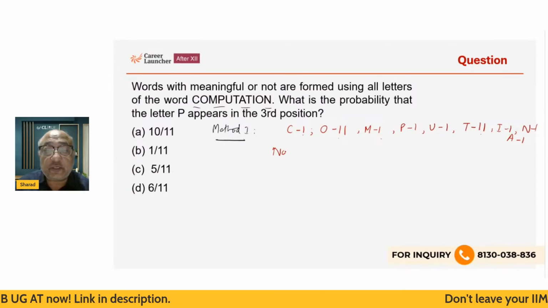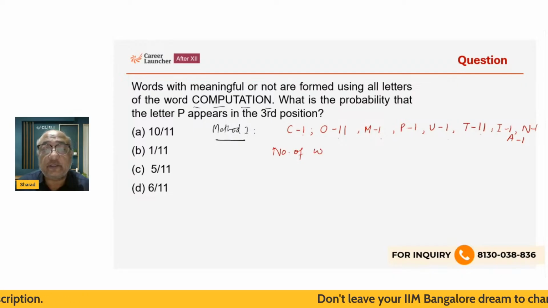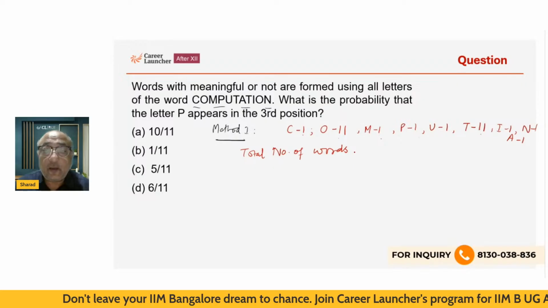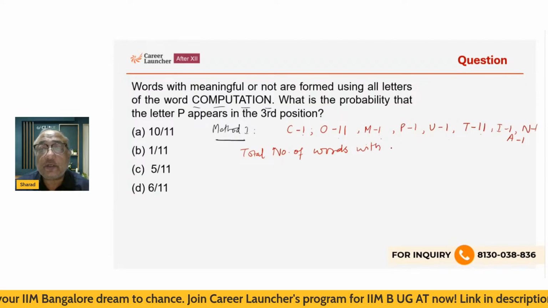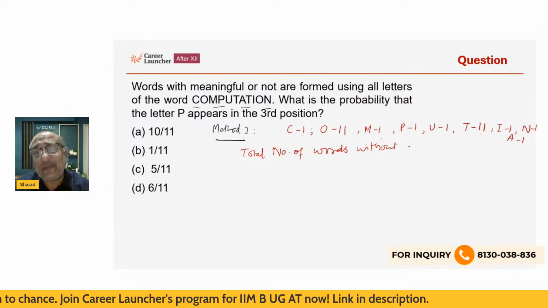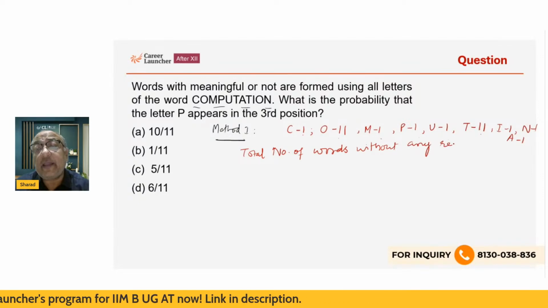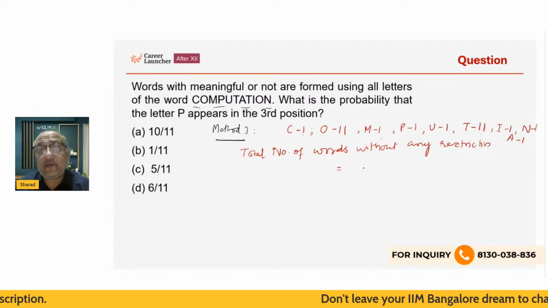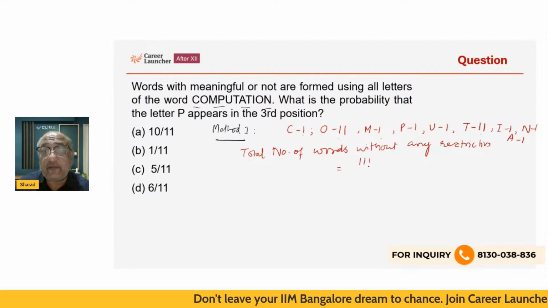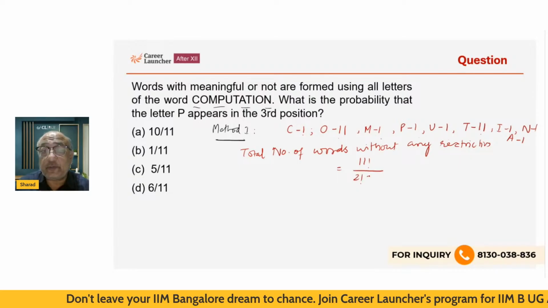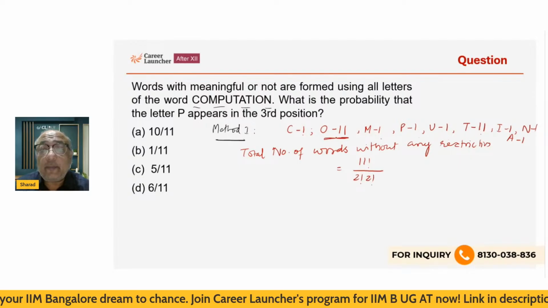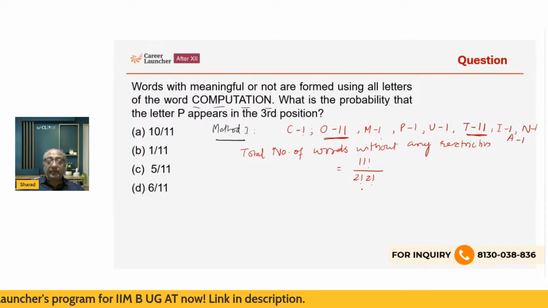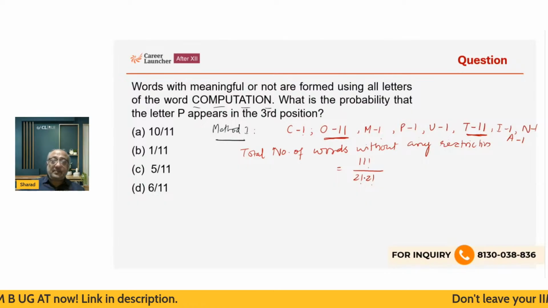If there is no restriction, then total number of words which can be formed without any restriction. What is the meaning of this, without any restriction? Means P can be at any of the places. P can be anywhere. It is not necessarily the third position. That will be 11 factorial upon 2 factorial into 2 factorial. Please remember, number of identical objects will come as a division factor in factorial form. Okay? Please remember that.